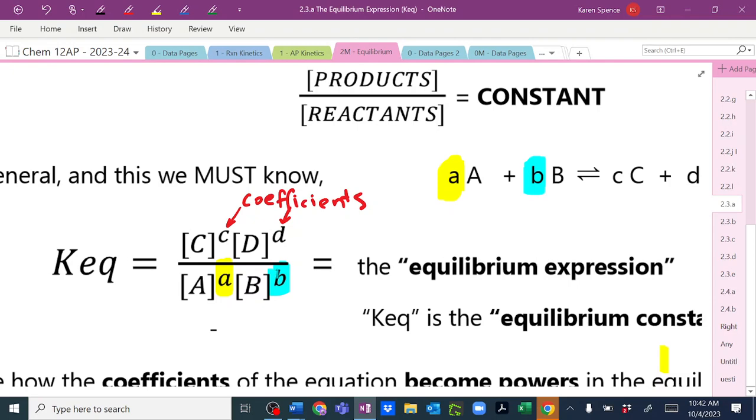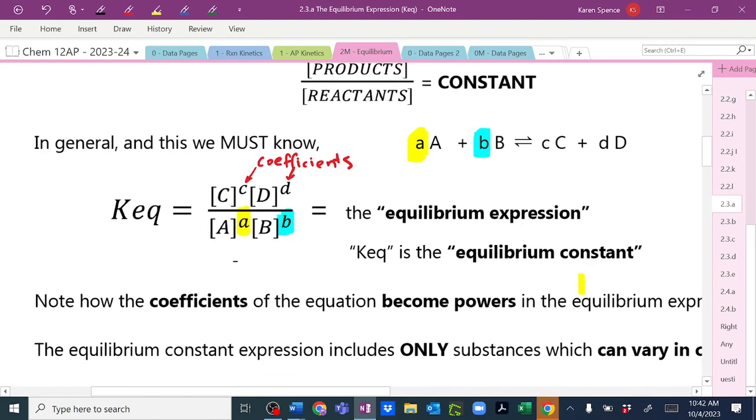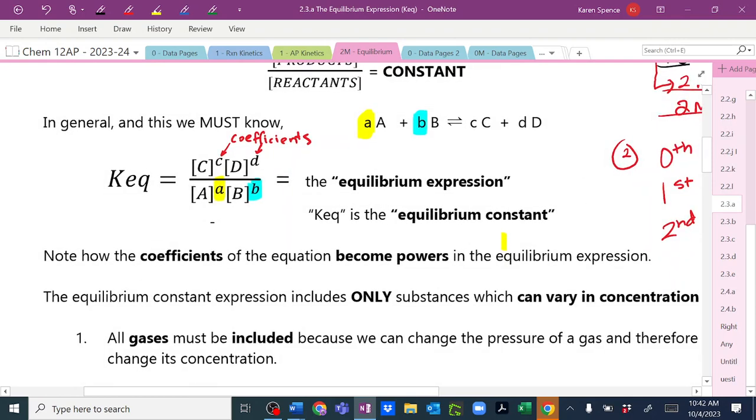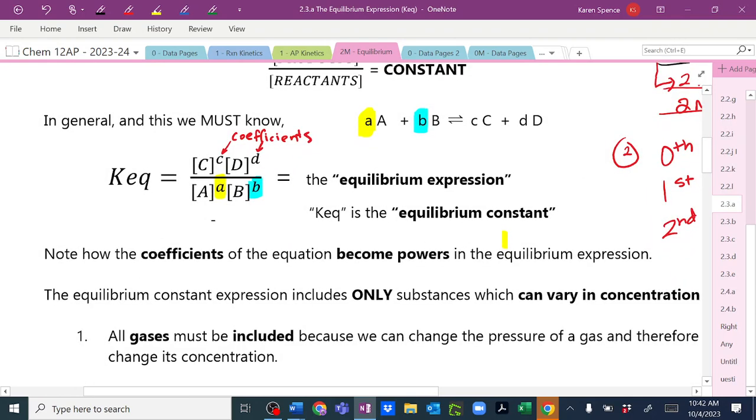Okay, that's all. Right? For rate law, you can't. For KEQ, you do. Note that the coefficients become the powers in the equilibrium expression. That's what this thing is called. This is called the equilibrium expression. This bit here is the equilibrium expression when you actually write the products over the reactants. KEQ is known as the equilibrium constant.